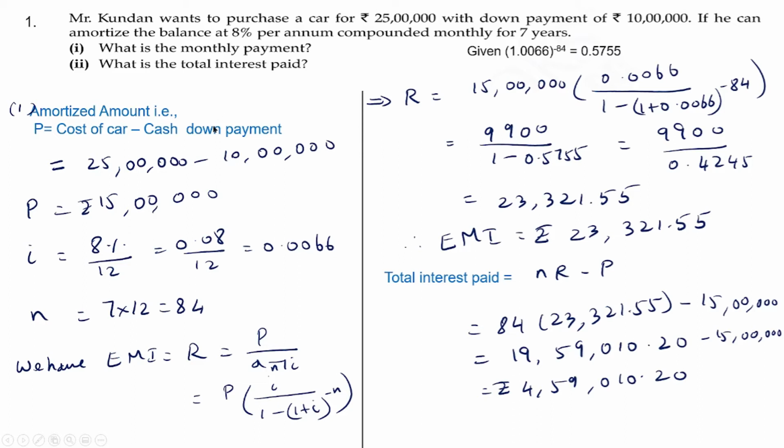Here writing what is given, finding the amortized amount carries 1 mark. Writing the formula alone carries 1 mark. Then substituting the values and finding the EMI or the monthly payment carries 1 mark. And finding the total interest paid. All these steps carry 1 mark. So a total of 4 marks. Moving on to the next question.